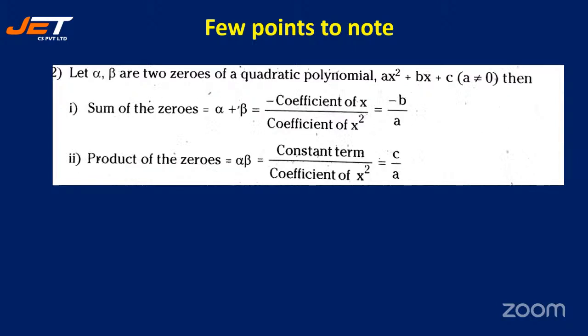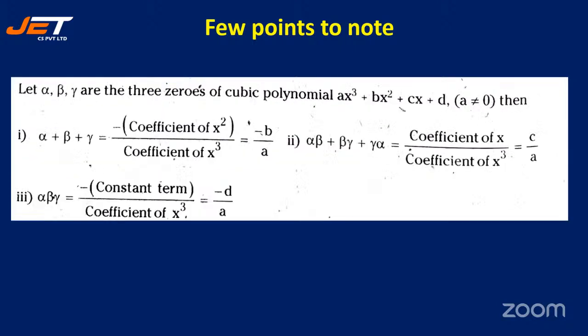Let alpha, beta be the two zeros of a quadratic polynomial ax squared plus bx plus c, where a is not equal to 0. Then the sum of the zeros, alpha plus beta, is minus b by a, that is, minus the coefficient of x by the coefficient of x square. The product of the zeros, alpha beta, is the constant term by the coefficient of x square.